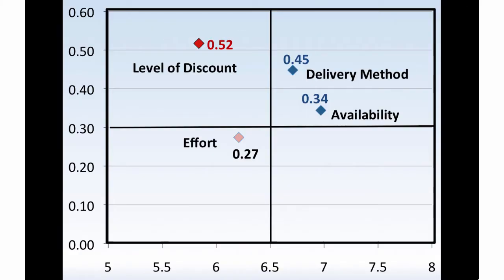As you can see, the delivery method and availability, we're doing good in those. Those we don't really need to worry about too much. We're doing well in those. However, once again, the level of discount, it's a major weakness that we really need to work on. And then same with effort, that's a minor weakness. Not as important, but something we should take into consideration when looking to improve.